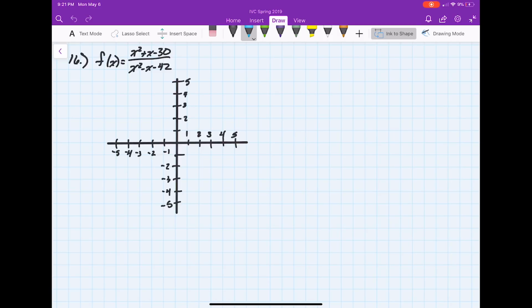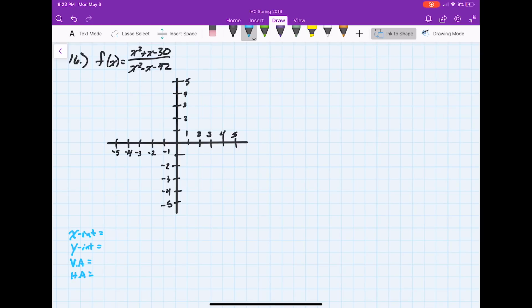All right, so hopefully this one will be a little bit better than the last one, although it doesn't look like it just looking at this. But anyway, we've got to find a few things before we can graph this guy. We're going to need some x-intercepts, some y-intercepts, vertical asymptotes, and some horizontal asymptotes.